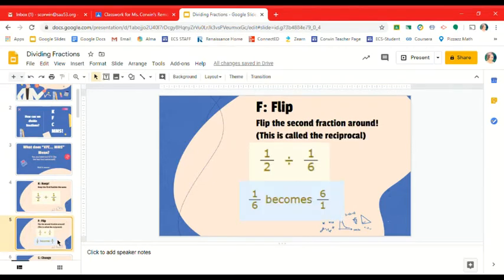Then we have F, flip. So we are going to flip the second fraction around. So here we had 1/2 divided by 1/6. So instead of 1/6, 1/6 is going to become 6/1. This is called the reciprocal. This is really important when dividing fractions. You cannot forget to flip the second fraction.